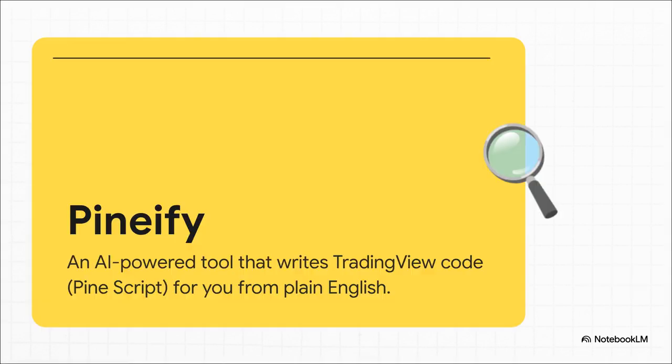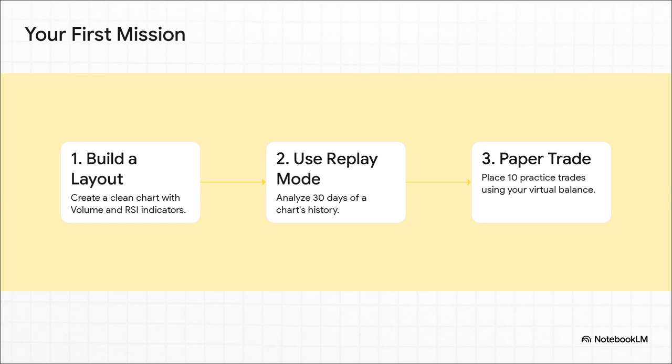And just to give you a little peek at what's possible down the road, there are tools like Pineify. This is an AI tool that lets you create your own custom indicators just by describing what you want in plain English. You could literally type, "Show me an arrow when the price crosses above the moving average," and it'll build it for you. Pretty amazing stuff.